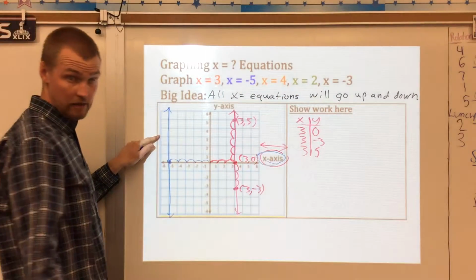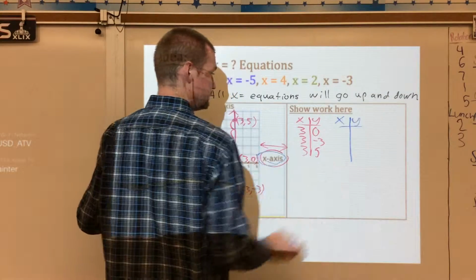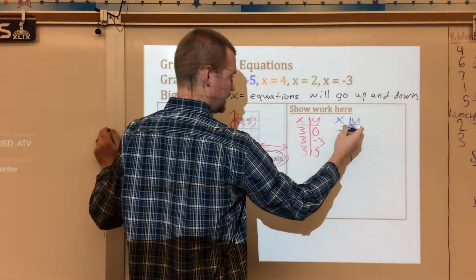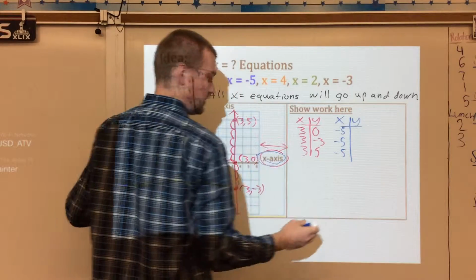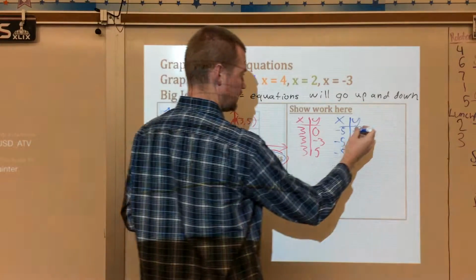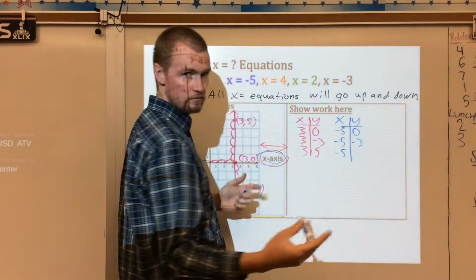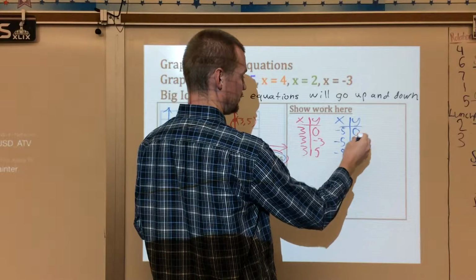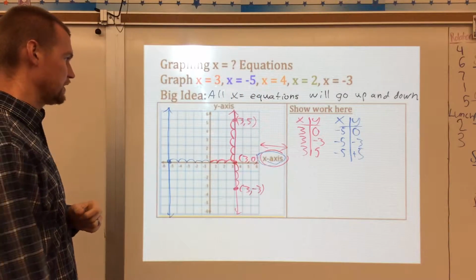To double check that we got it right, we're going to create a function table. So we have x and y. The x's are locked in at negative 5. Can't change that: negative 5, negative 5, negative 5. The y values can be whatever you want. You choose. 0 is always good. Pick a positive number and a negative number. So let's go negative 3 and positive 5. We're going to see if those land on the line.